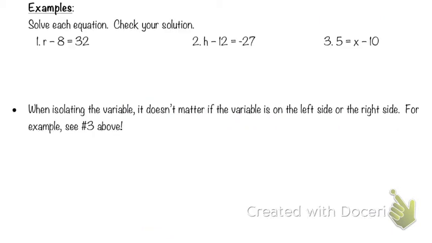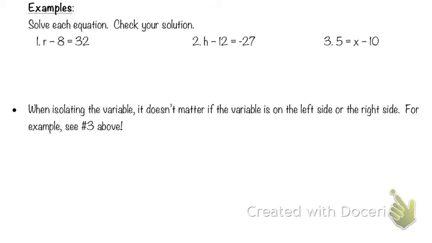Okay, continuing on. So in these examples, we have these equations. Number 1, r minus 8 equals 32. We have a variable here. We have an equation. What variable do we have in number 1? r. What's happening with r? Subtracted. So we want to get r by itself.